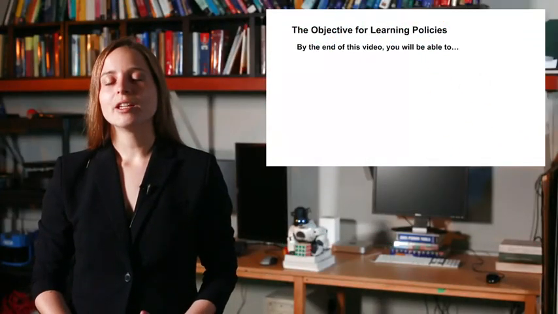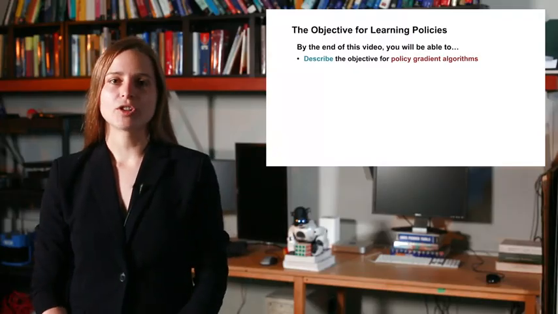Now that we've introduced the idea of parameterizing policies directly, we're ready to talk about how we can learn to improve a parameterized policy. Just like with action value-based methods, the basic idea will be to specify an objective and then figure out how to estimate the gradient of that objective from an agent's experience. After watching this video, you'll be able to describe the objective for policy gradient algorithms.